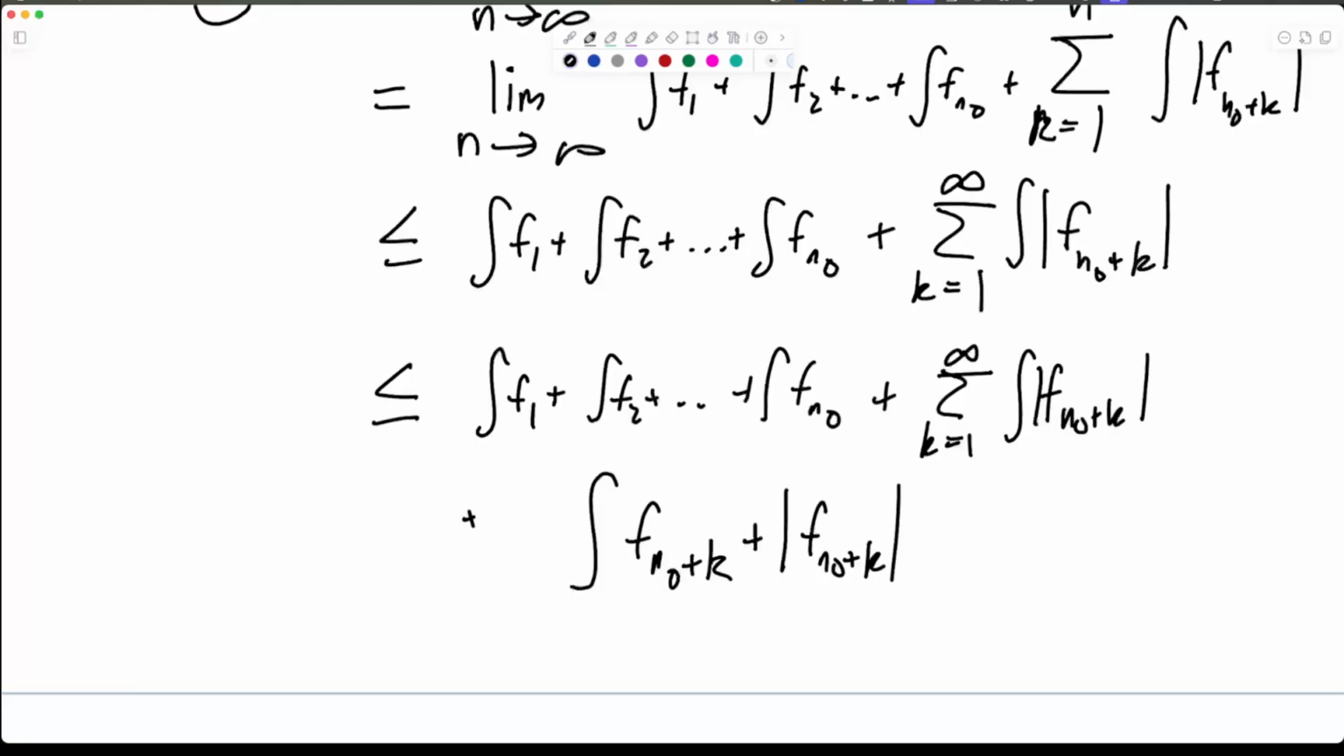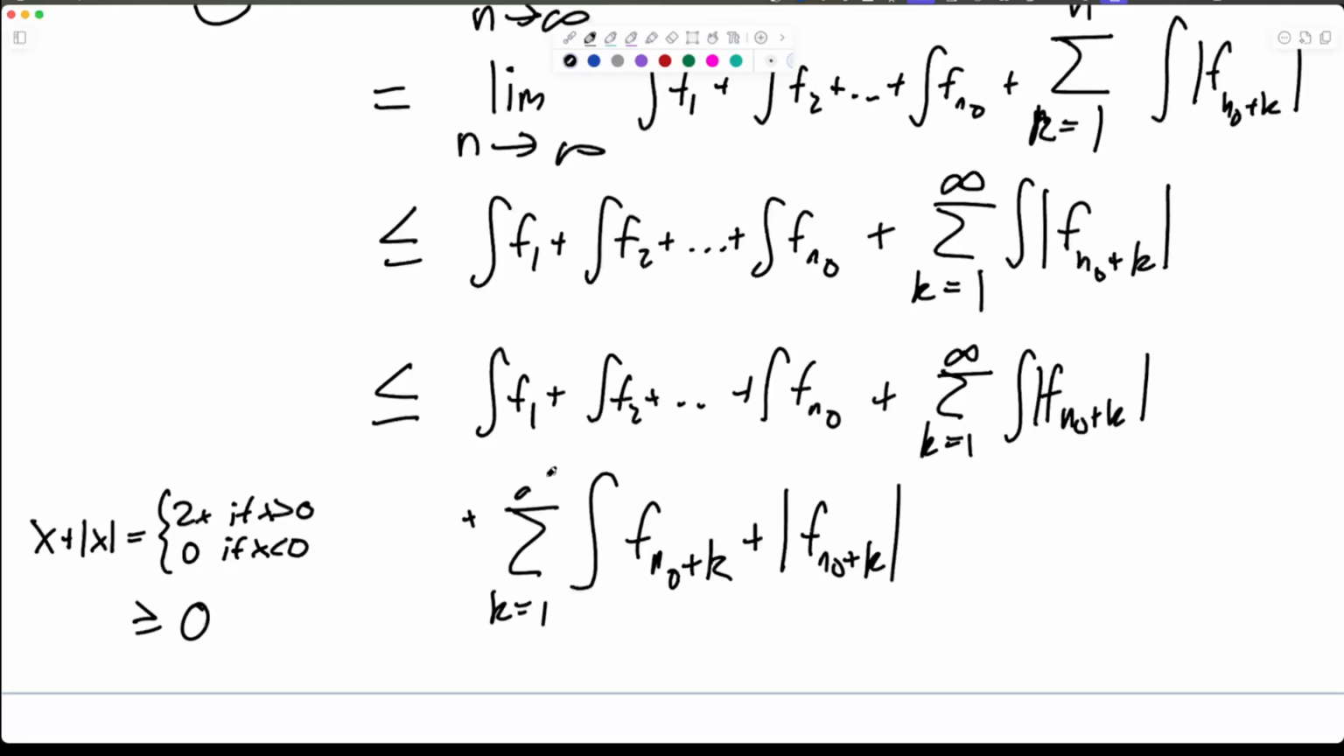If it's a positive number, then I'm adding on a positive number, right? A number plus its absolute value is something nice. x plus the absolute value of x equals 2x if x is bigger than 0, and 0 if x is less than 0, and this is greater than or equal to 0, right? x plus its absolute value is always bigger than or equal to 0, and so now I found a sneaky way to add on the integral of f_{n naught plus k}. Even if it's negative, it's all good. And I'm going to do the infinite sum of these, k equals 1 to infinity. All right, so I've added that on.